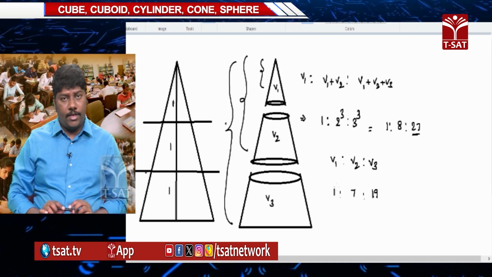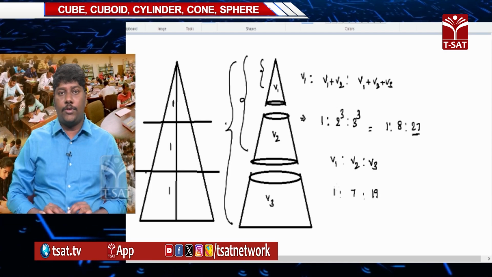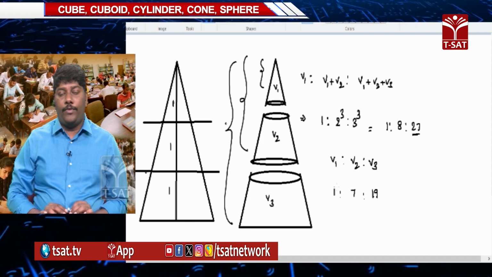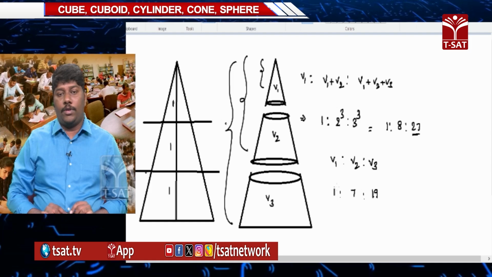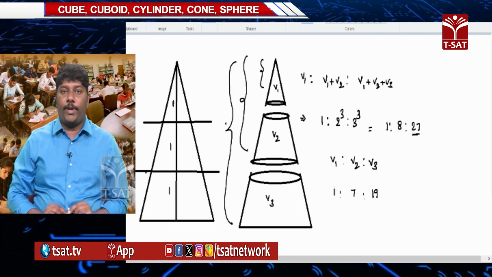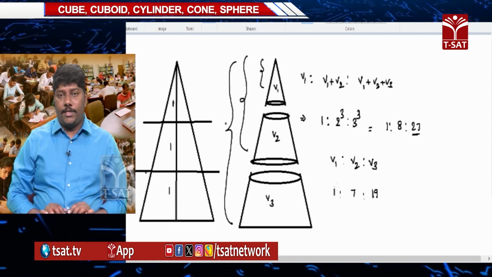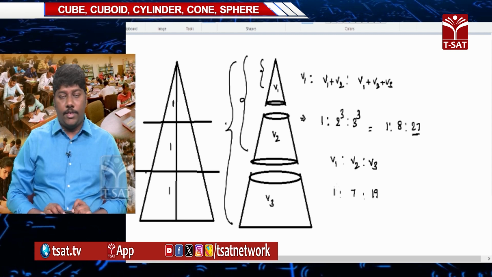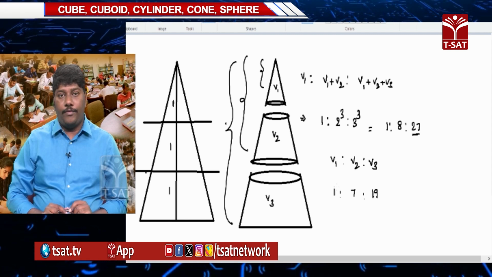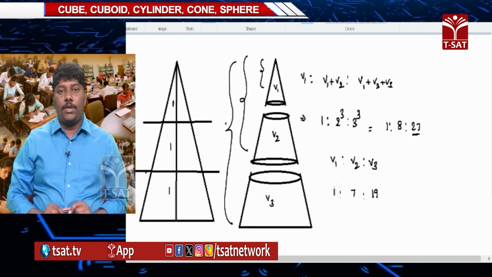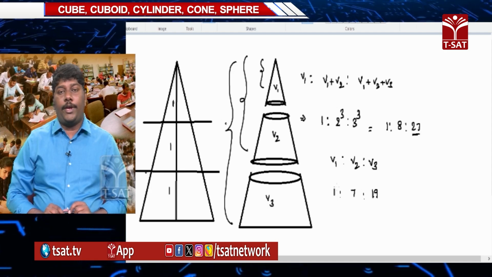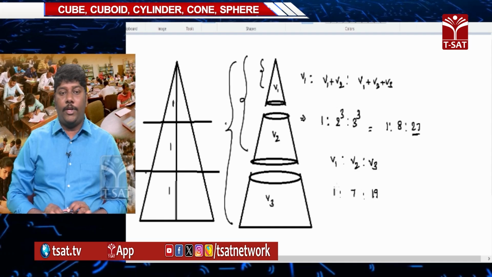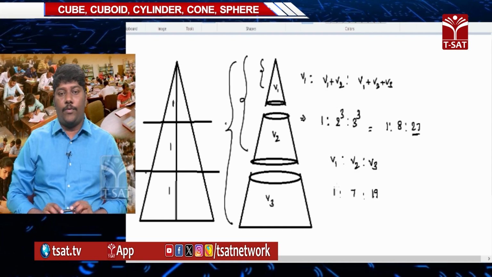V1 is a cone, so its volume is a perfect cube. V1 plus V2 is also a cone, so its volume is a perfect cube. Now V1 plus V2 plus V3 is also a cone, it is 1 plus 7 plus 19, which is 27. So by looking at the values, you can get it from the options. Their volumes will be in the ratio 1:8:27 when you take the first cone, second cone and third cone. But V1, V2, V3 individually, their volumes are in the ratio 1:7:19.